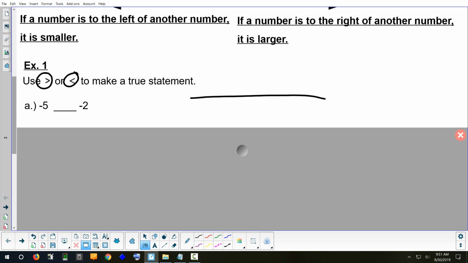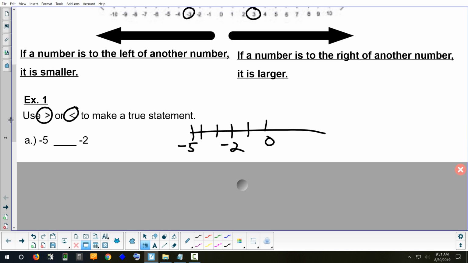And if you get stuck, think of it like this on the number line. Here's -5. Here's -2. And remember what we said. -5 is to the left of -2. So if a number is to the left, it's what? Less than. It's less than, right? -5 is less than -2, right? Again, -5 is to the left, so that makes it a smaller number. Okay?